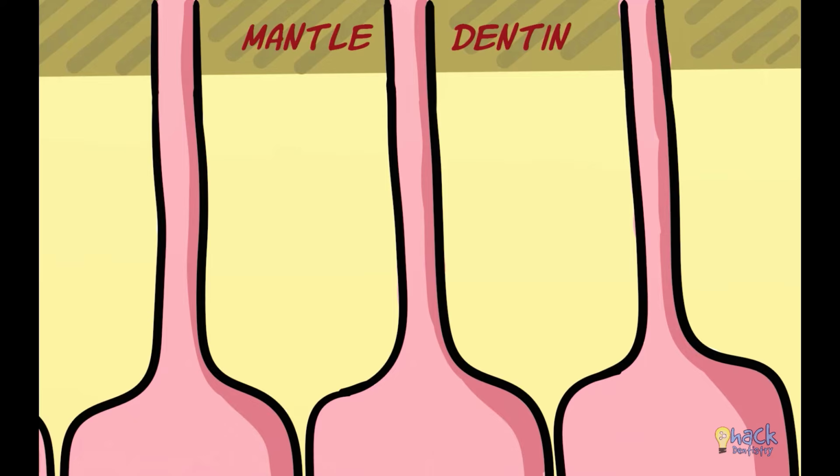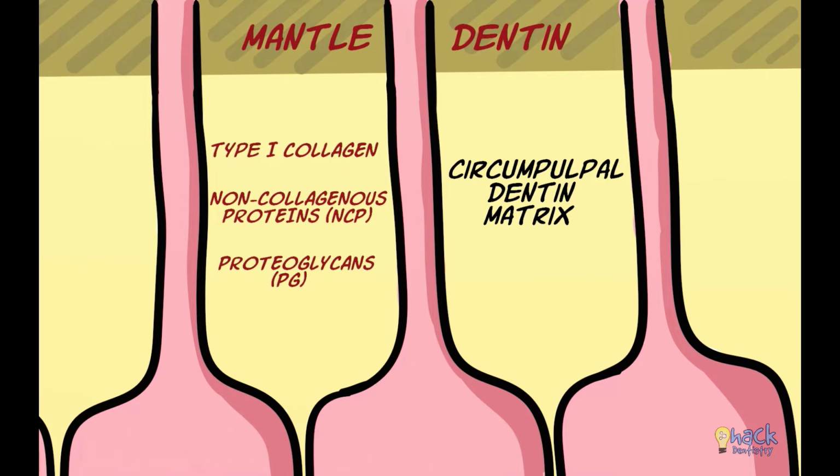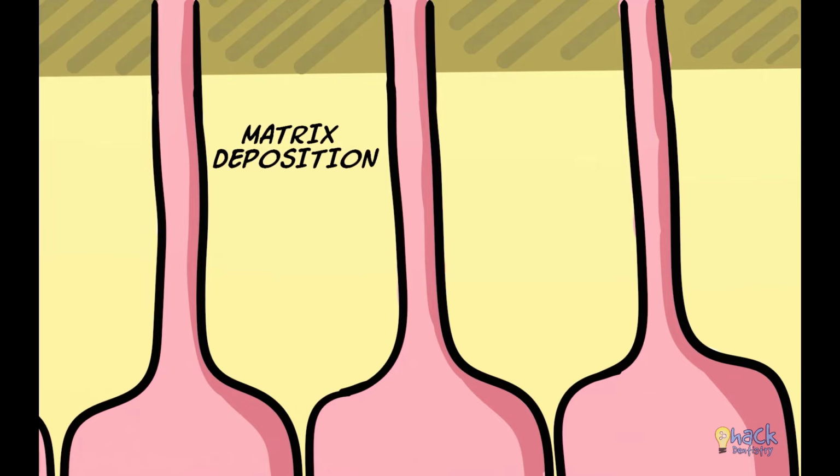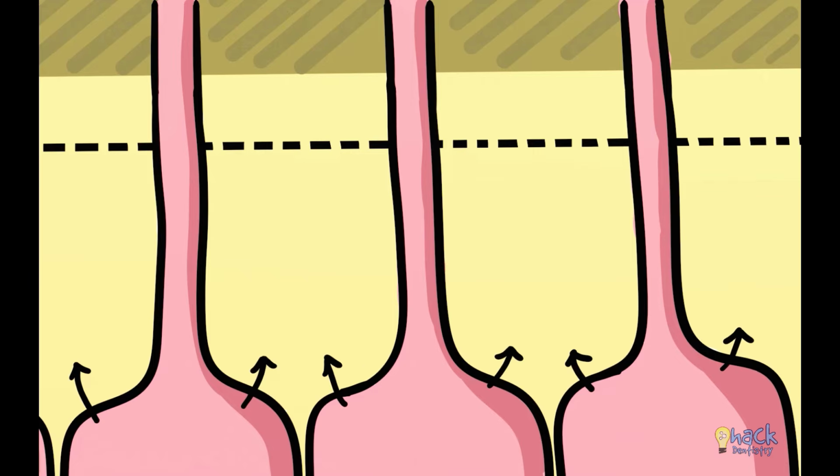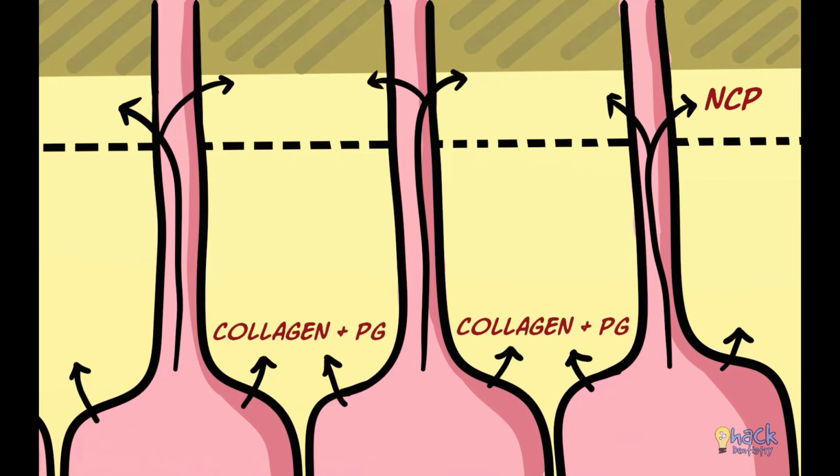Now, once the mantle dentin matrix is secreted and mineralized, the circumpulpal dentin matrix starts to be deposited. Circumpulpal dentin matrix consists mainly of type 1 collagen, non-collagenous proteins, and proteoglycans. The matrix deposition is hypothesized to happen from 2 points. One is immediately near the cell bodies, and this layer of predentin consists of collagen and proteoglycans. The non-collagenous proteins, however, are transported via the odontoblastic processes and deposited in the mineralization front, that is, in the predentin immediately below the mineralized dentin.